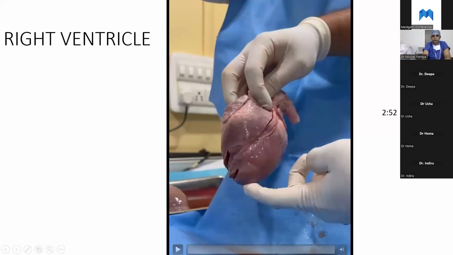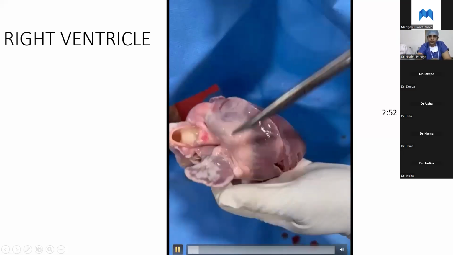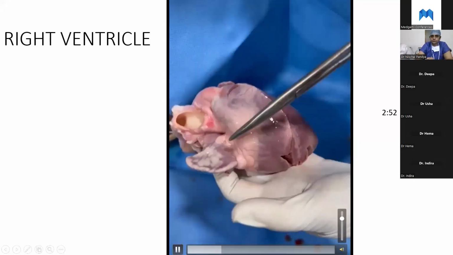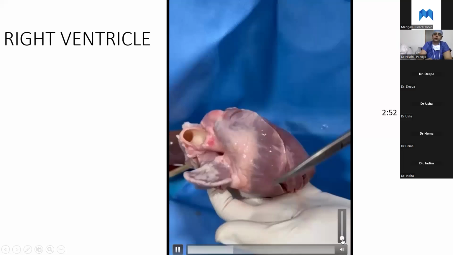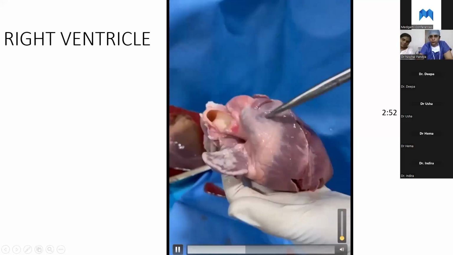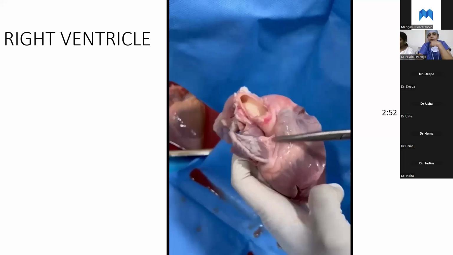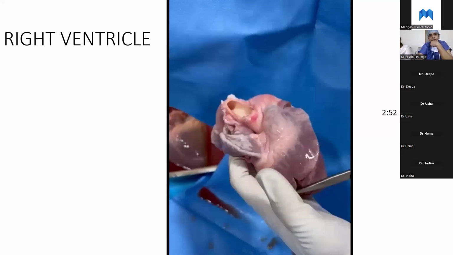So coming to the ventricular part, again, coming to the RV. The RV has this tripartite, or it has three parts. The inflow, the apex portion, and the outflow. That's why it's a tripartite RV, and that's where the tricuspid valve sits internally.